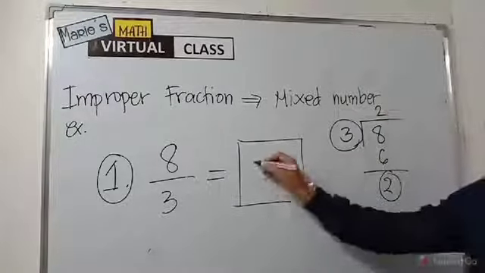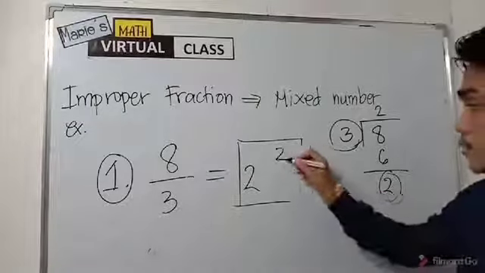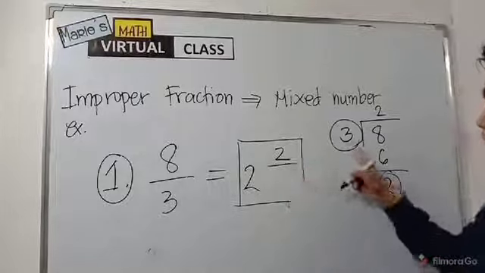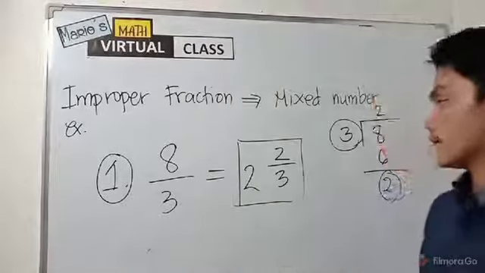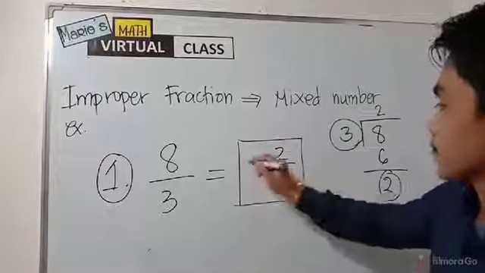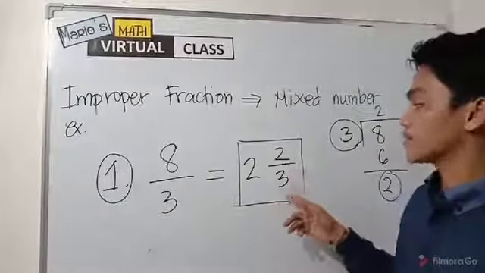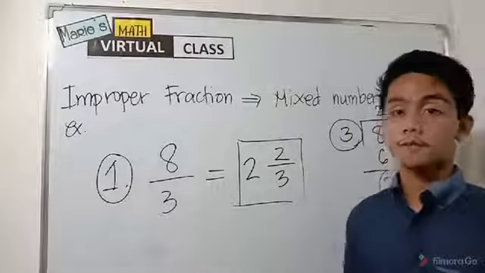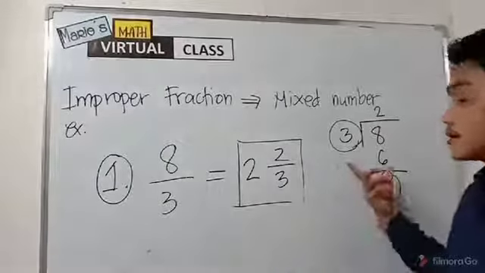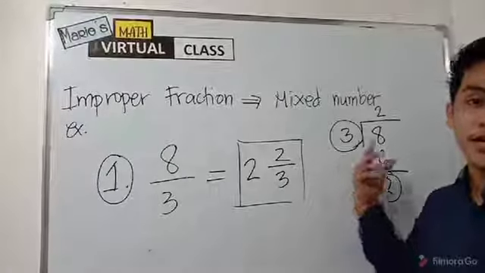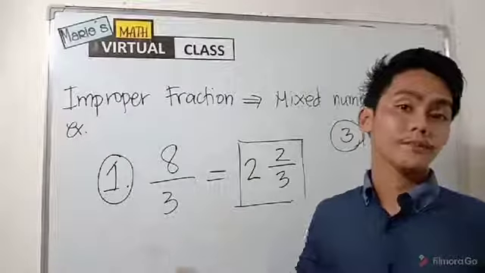It means you have a quotient of 2 here, then a remainder of 2 that would be your numerator, and your divisor will be 3. So it would be 2 and 2/3. This is the equivalent mixed number of this improper fraction. But is there any other way for us to get this answer without doing the typical division? Yes, there is. Actually, you may do this by simply doing mental computation.